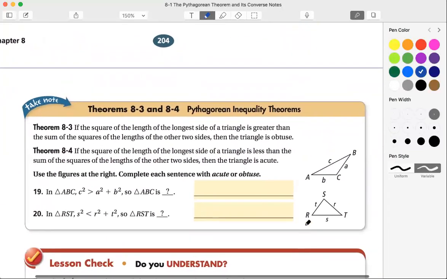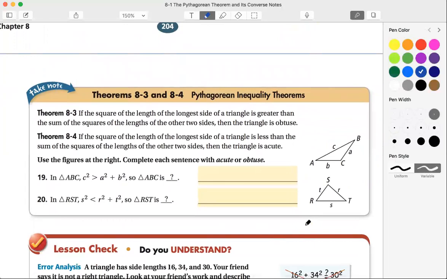All right. Now, the Pythagorean inequality theorem. If the square of the length of the longest side of a triangle is greater than the sum of the squares of the other two sides, then the triangle must be obtuse. Greater than, obtuse. If it's less than, then it's acute. So in triangle ABC, if c squared is greater than a squared plus b squared, then the triangle is obtuse. If s squared is less than r squared plus t squared, then I know this is acute.